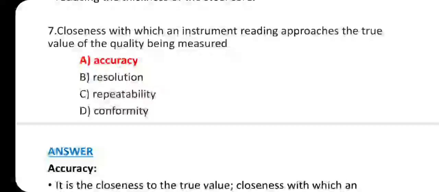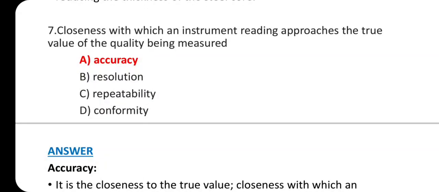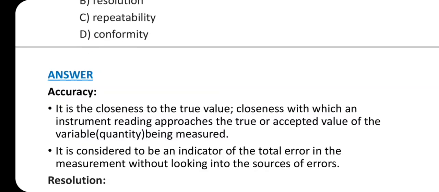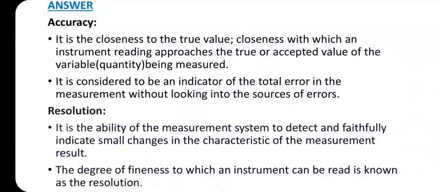Consider question number 7. Closeness with which an instrument reading approaches the true value of the quantity being measured. Answer is option A, accuracy. What is accuracy? It is the closeness to the true value. Closeness with which an instrument reading approaches the true or accepted value of the variable or quantity being measured.